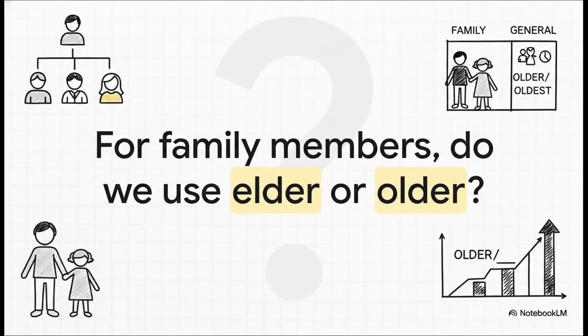Here's an interesting little point. When we talk about people in our own family, especially brothers and sisters, it is common to use the words elder and eldest instead of older and oldest. So you would say, my elder brother, not just my older brother. It's just a special case for family.